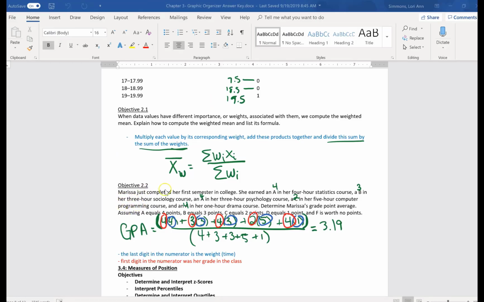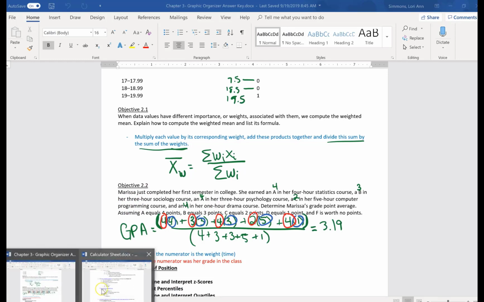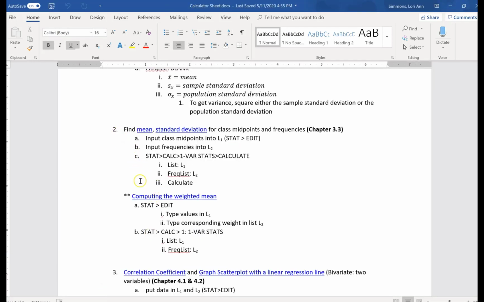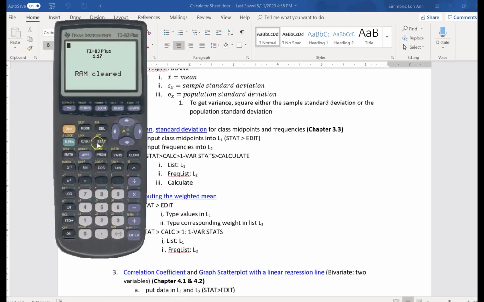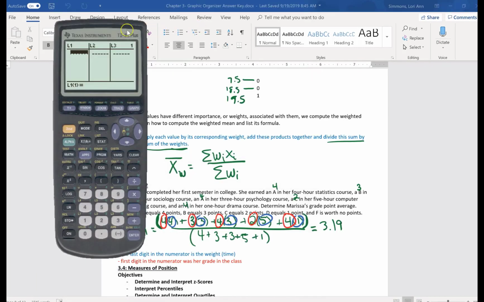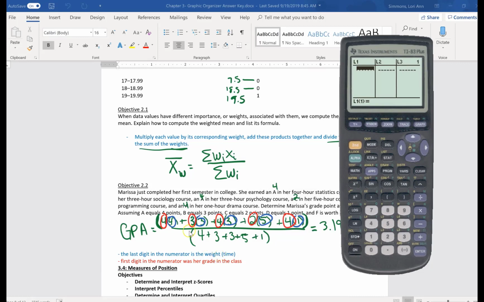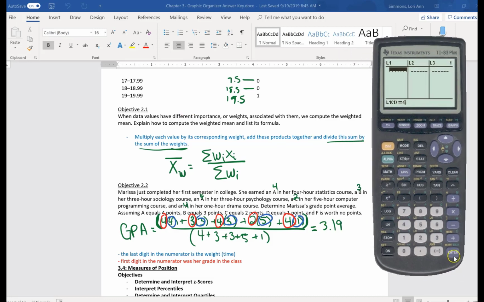I will now show you how to do this on your calculator. So on your calculator sheet, it is the second part of number 2, computing the weighted mean. So we want to go to Stat, Edit. We want to type the values into list 1, and then the corresponding weight into list 2. So the weight is in blue, so that would be list 2. So the values would be 4, 3, 4, 2, and then a 4.